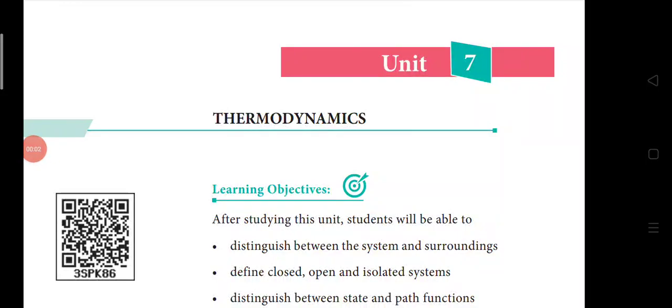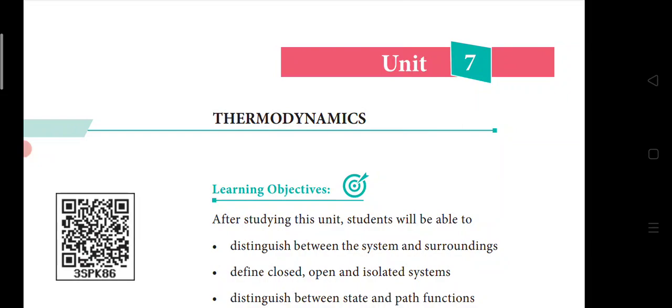Good afternoon, students. Today we are going to start this new unit, thermodynamics. So far we have completed 3 units, that is the first unit, the sixth unit and the second unit. We recently completed, in the last class, the quantum mechanical model of an atom. Today we are going to start this seventh unit, thermodynamics.